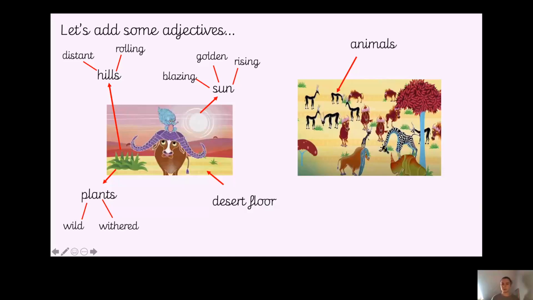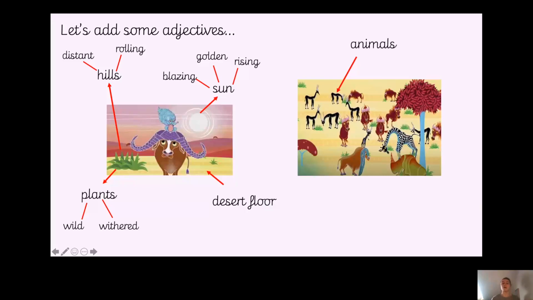Now, what I would like you to do is pause the video and have a think. How could we describe the desert floor and how could we describe the animals? Which adjectives could we use? And you might have some ideas from when we did the Lion King description because we described the desert floor then, didn't we? Okay, so pause the video now. How many adjectives can you think of to describe the desert floor and the animals?